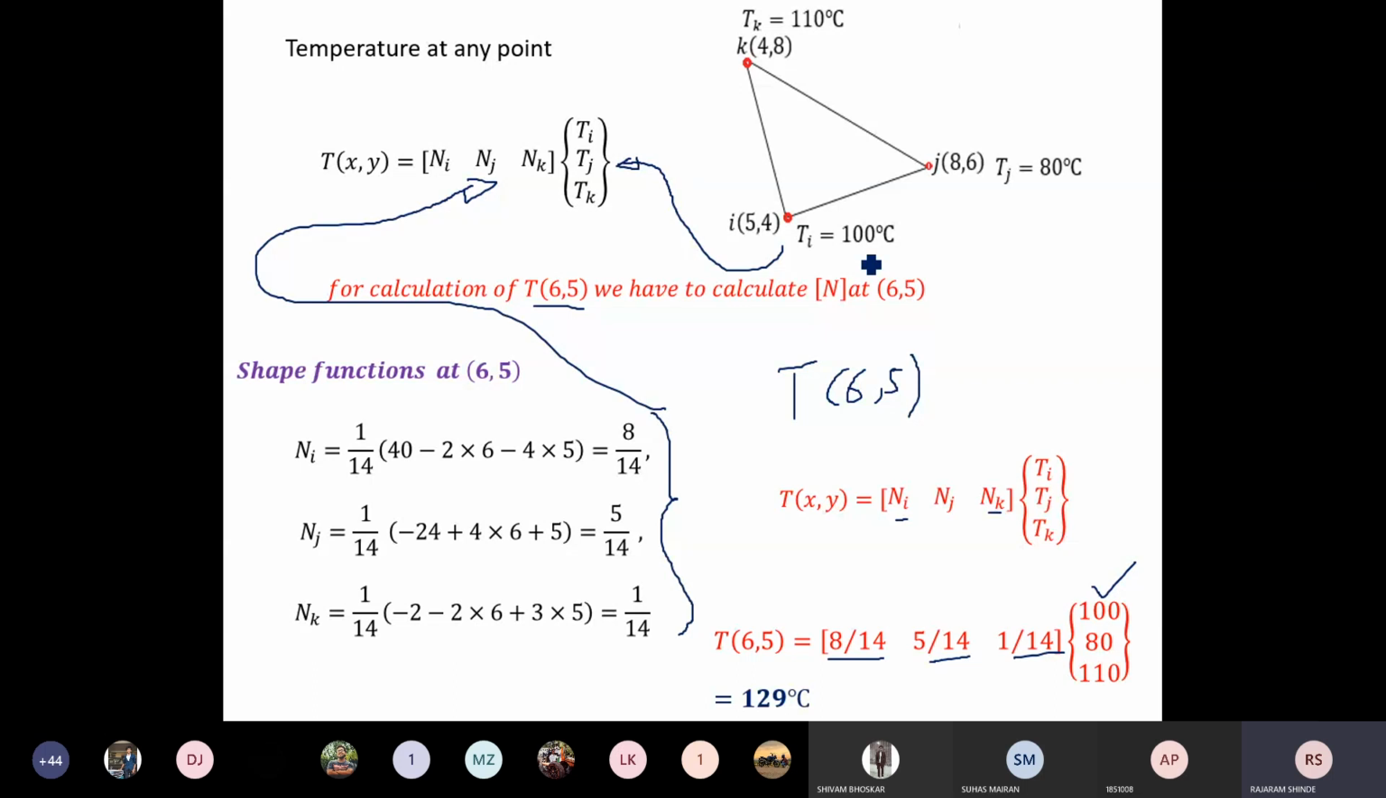Ti is 100, Tj is 80, Tk is 110. You check this calculation whether it is correct or wrong. I think it is wrong. You check this calculation.